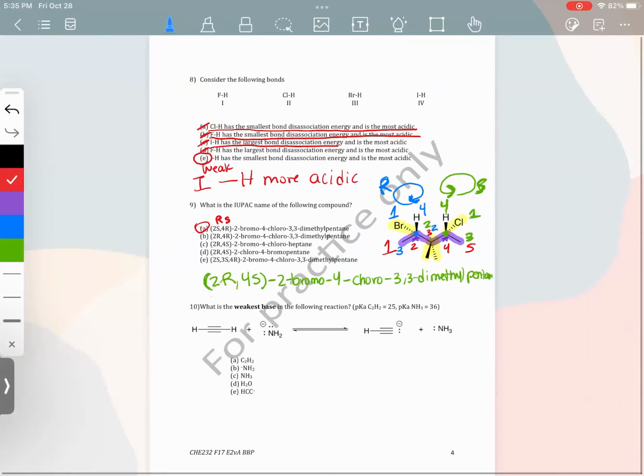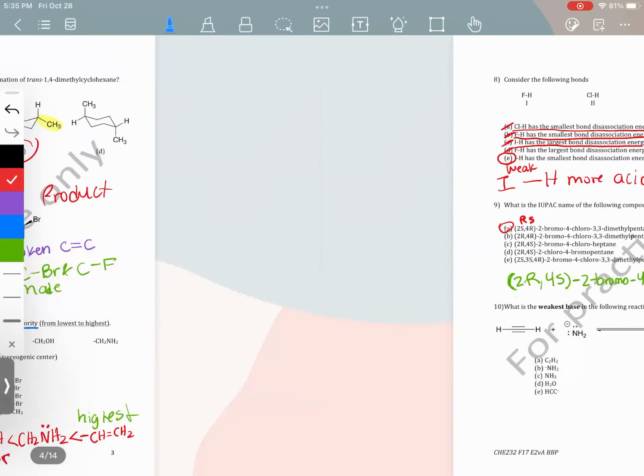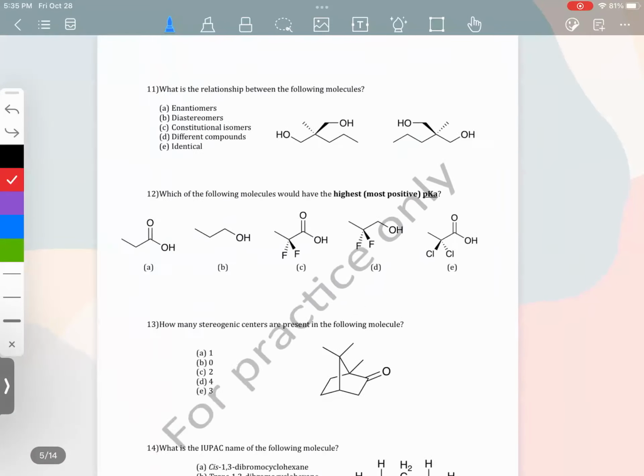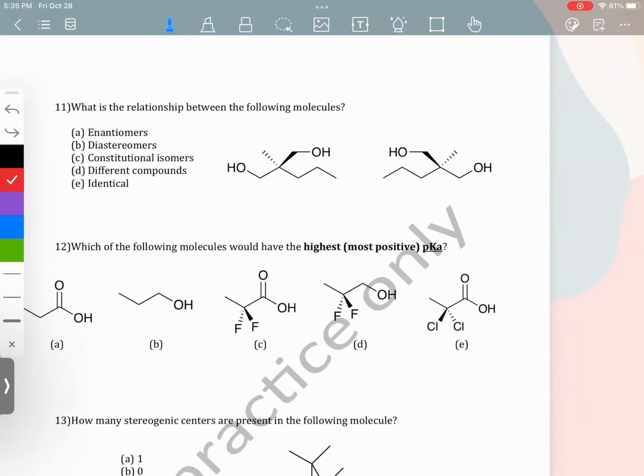So I'm gonna skip 10 because you guys didn't do acid and base yet, and I want Ben to explain that reaction. So let's go to 11.